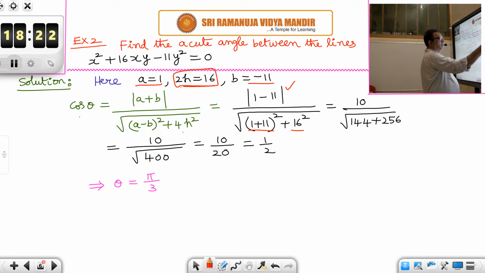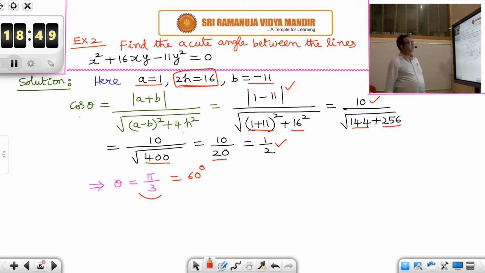So mod of minus 10 is 10. 12 whole square 144, 16 square 256. So root of 400, 10 by root of 400. Okay, root of 400 is 20, 10 by 20, 1 by 2. Cos theta is 1 by 2 means theta must be pi by 3 radians or 60 degrees. So the acute angle between the lines is 60 degrees.